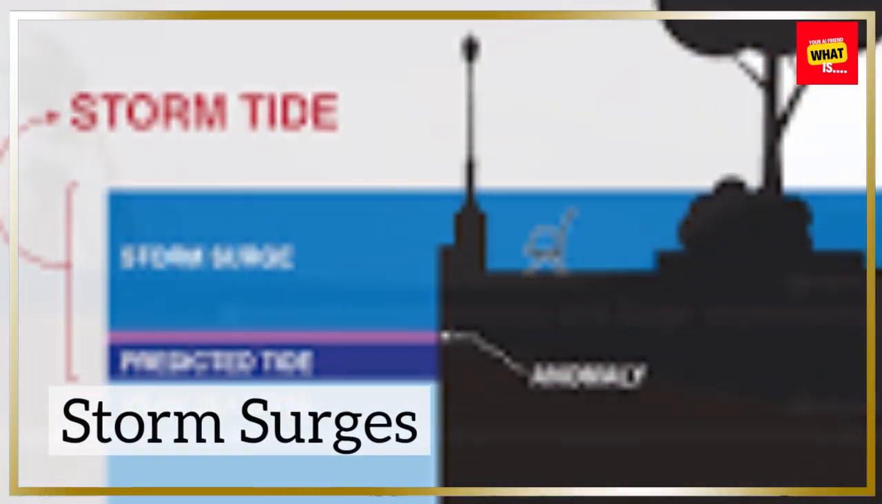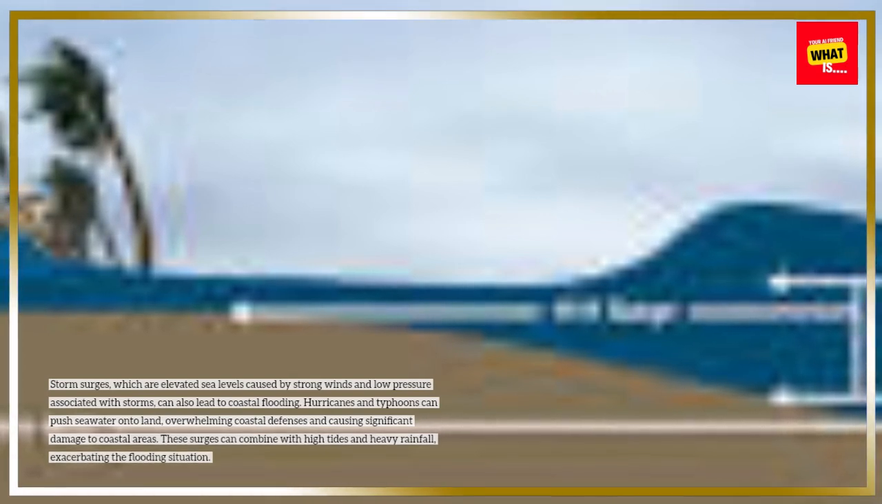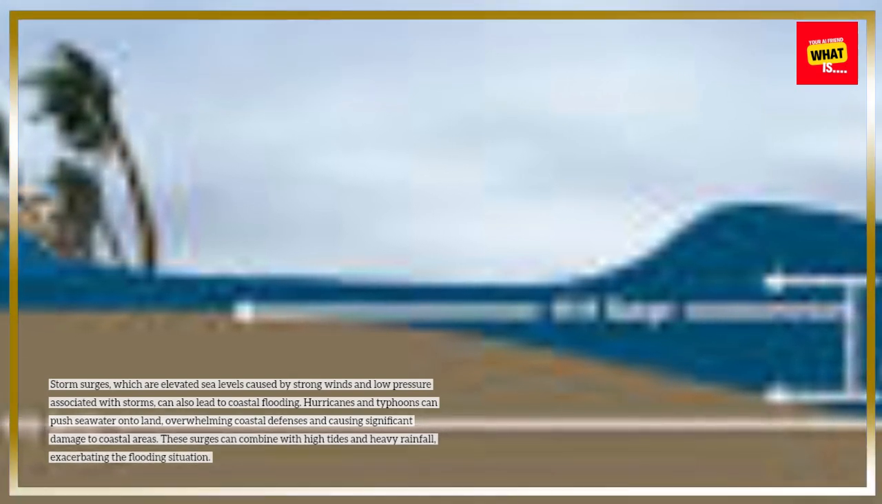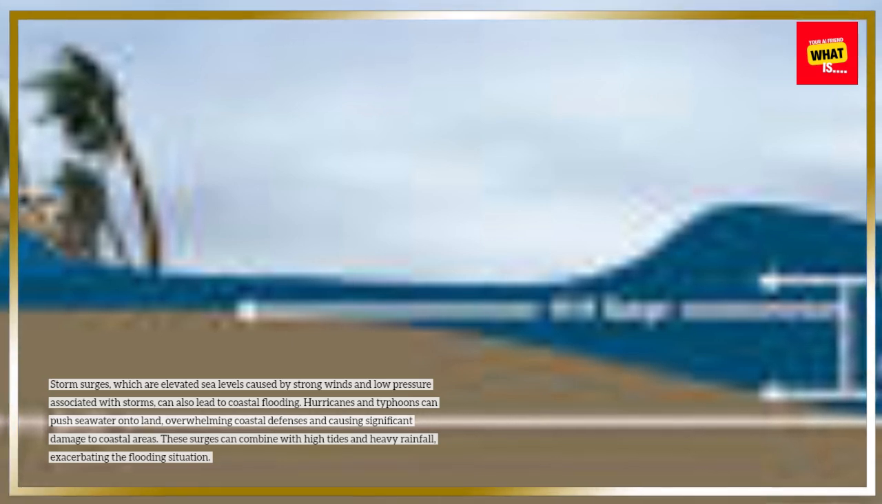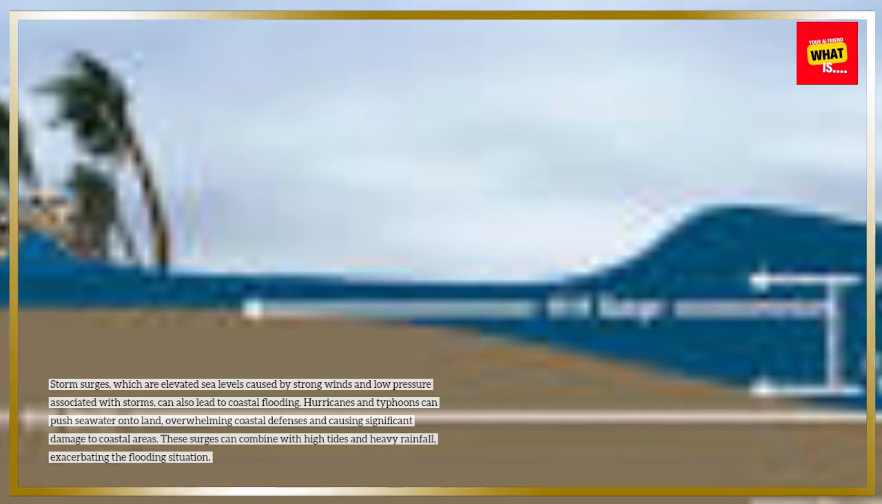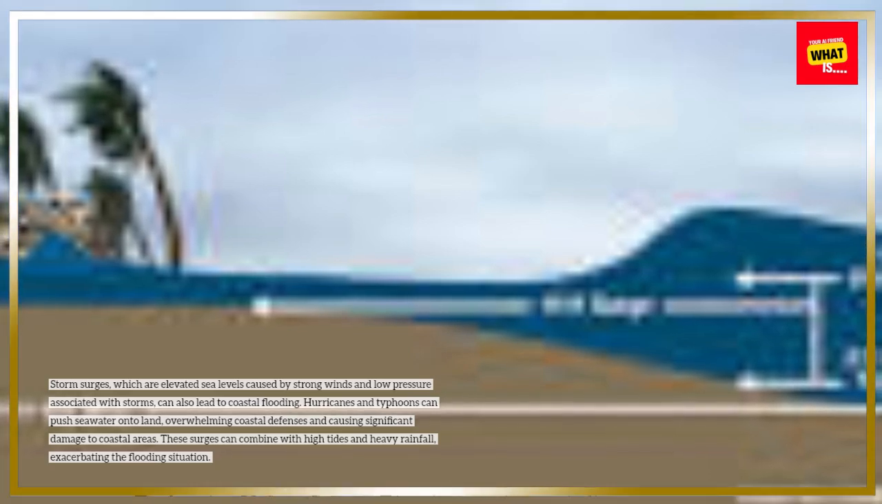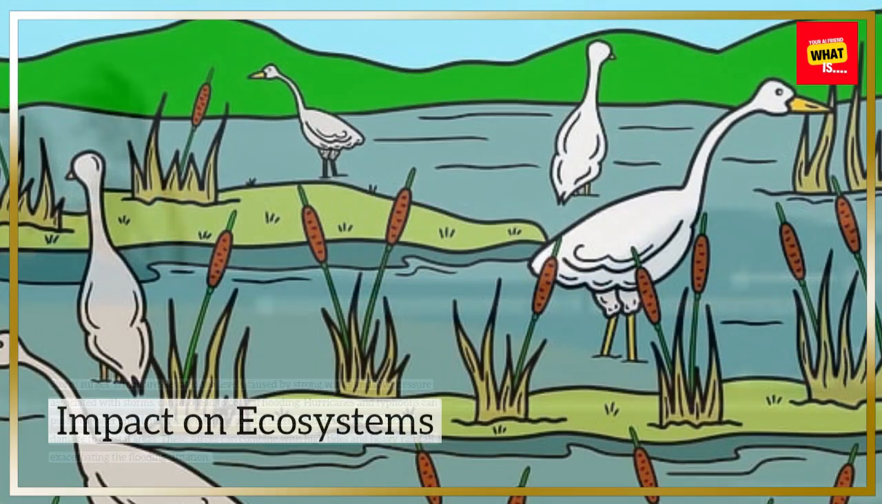Storm surges. Storm surges, which are elevated sea levels caused by strong winds and low pressure associated with storms, can also lead to coastal flooding. Hurricanes and typhoons can push seawater onto land, overwhelming coastal defenses and causing significant damage to coastal areas. These surges can combine with high tides and heavy rainfall, exacerbating the flooding situation.